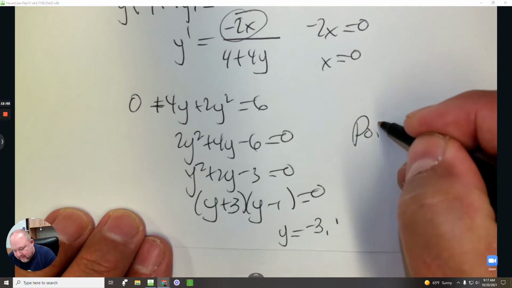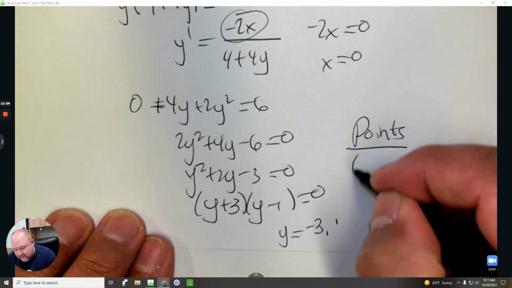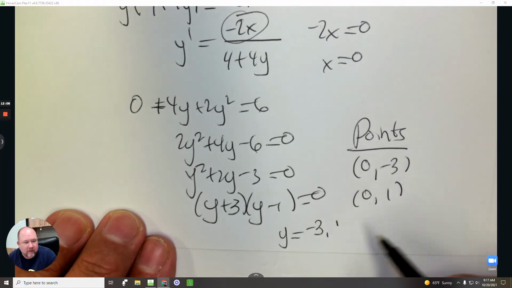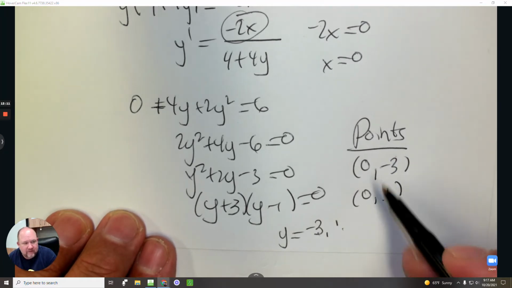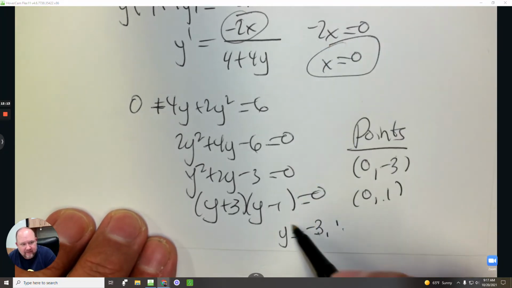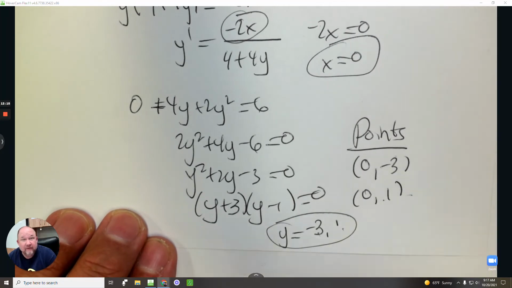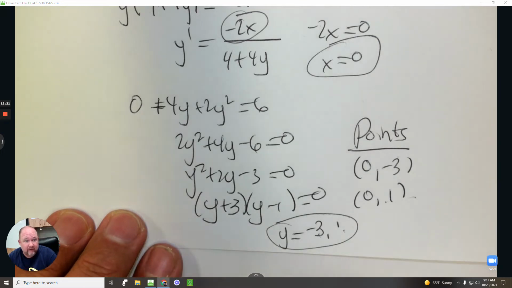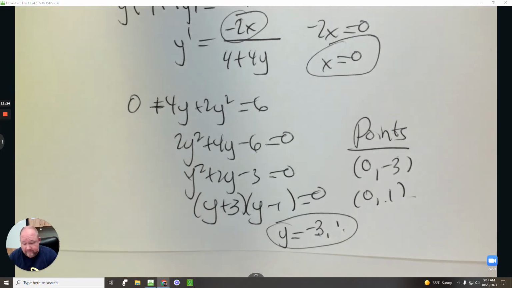So what are the points where there are horizontal tangents? So x is 0 and y is negative 3, x is 0 and y is positive 1. So those are the y coordinates that go with the x coordinates. So putting these together, you have your 2 points. Horizontal tangent. Tangent means derivative. Derivative means slope. The slope of a horizontal line is 0. That's the connection. All right, 21.